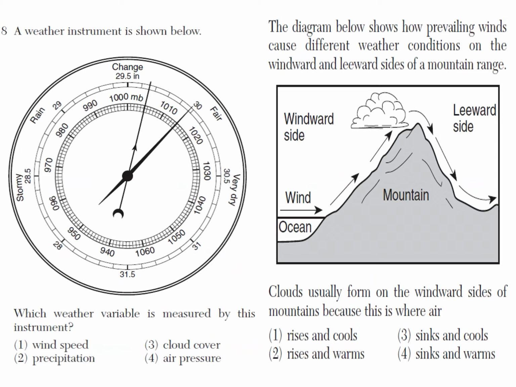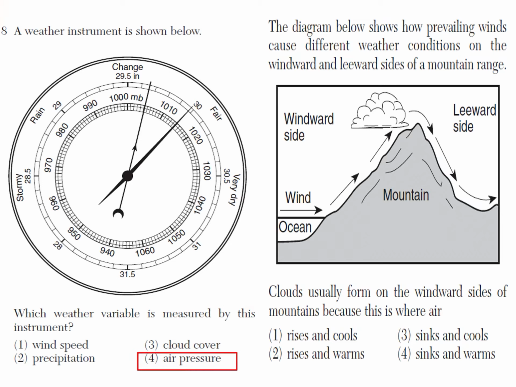So first thing that I'm going to point out to you is that it says the unit is millibars. And once you see that, that should be a dead giveaway. And then the other thing is that it's also got descriptions of the weather: stormy, rain, change, fair, very dry. And these are all things that we can look at when describing air pressure.